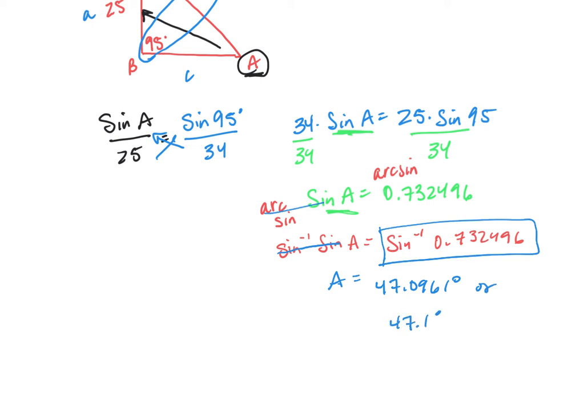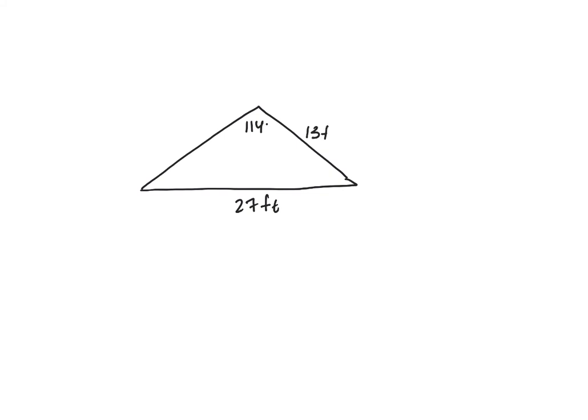Okay, so like I said, finding the angles are just a little bit different. You have an extra step to do. So let's do one more with an angle. Okay, this one's number 8. So I've got 114 degrees. I have 27 feet. I have 13 feet, and I'm looking for angle A. That happens to be angle A. Okay, so I've got this.